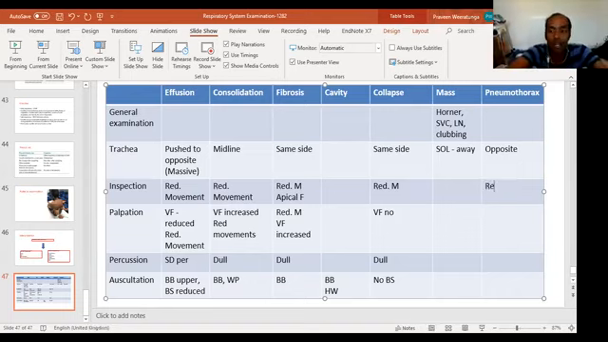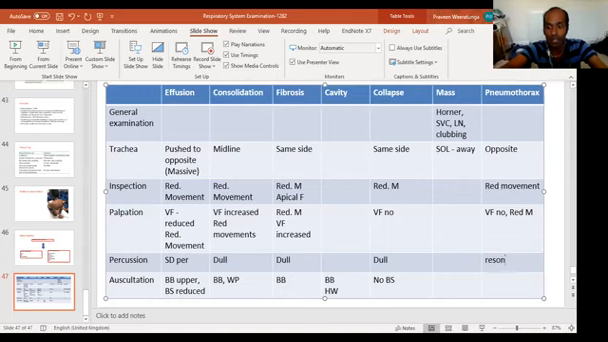Inspection, obviously, reduced movement. The lung is collapsing. When you see a pneumothorax, the lung is collapsing. So no vocal fremitus. It's like a collapse. There is no lung. It's all collapse, and reduced movements. Percussion is where you make the diagnosis of a pneumothorax, and that is resonant. Hyper resonant is the other word. And breath sounds are absent. Because why? The lung is collapsed.